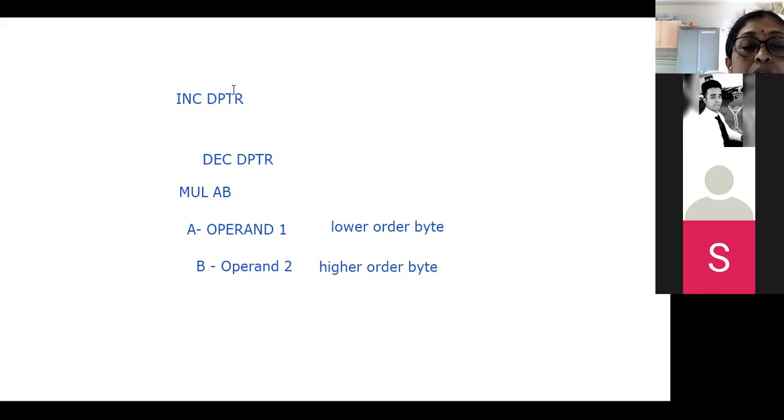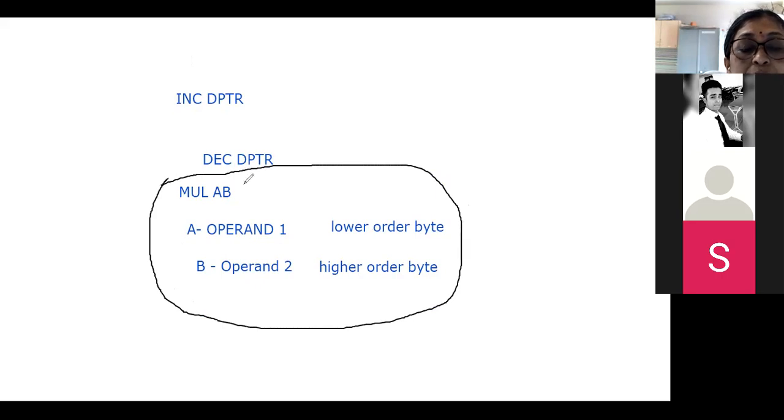Are you clear about this multiplication operation? Yes, students, are you clear about this? So in case of multiplication, you have to compulsorily use register A and register B. There should not be a comma between A and B. And A will contain operand 1, B will contain operand 2, and the result produced will be 16 bits, and the lower order byte will be stored in the accumulator and the higher order byte will be stored in the B register. Okay. So are you clear about this? Yes.